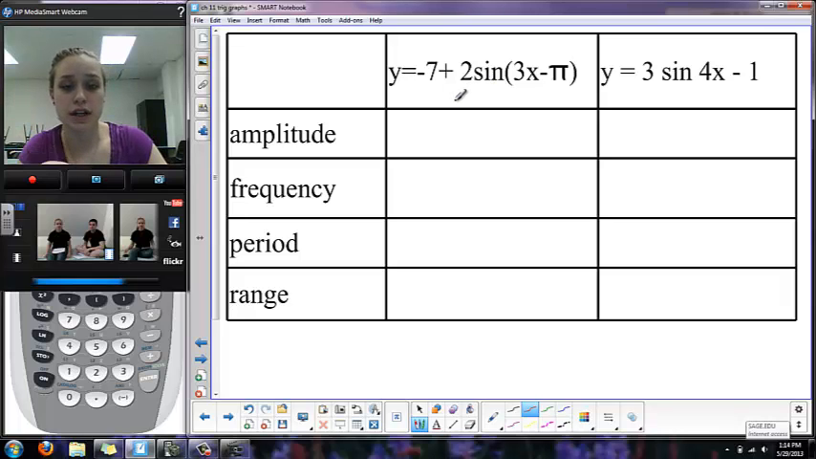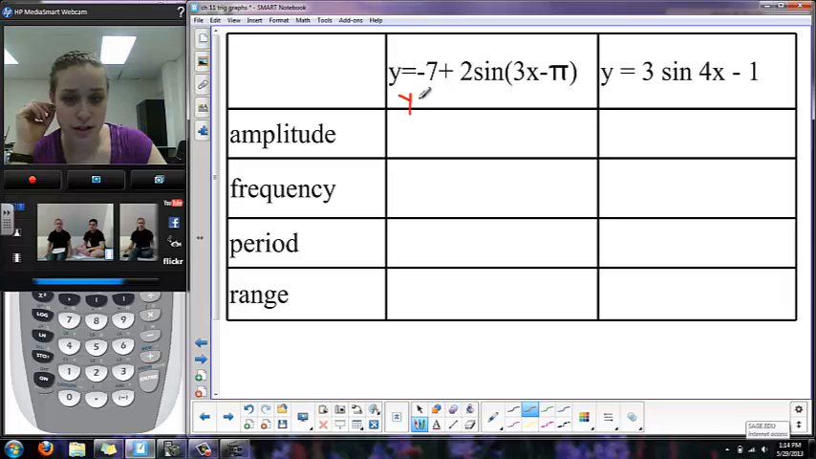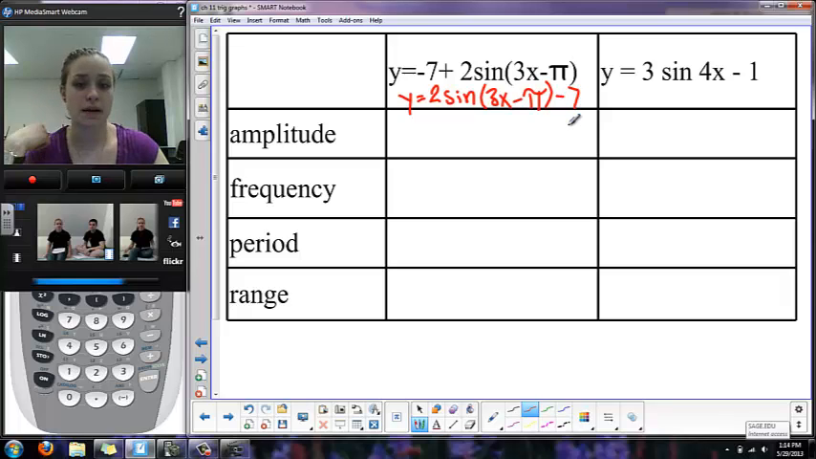Now here's what's tricky about this equation. Normally we see the part with the sine written first and then something added or subtracted on the end. This one, it's kind of been shifted and the -7 is out front. So don't get confused. I could rewrite this equation as y is equal to 2 sine of 3x minus pi minus 7. And if it's easier for you to see it in that way, then you can just go right ahead and rearrange it like that. Okay, so now my amplitude is a +2.